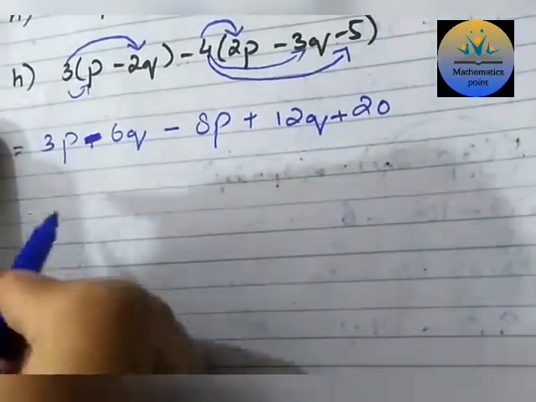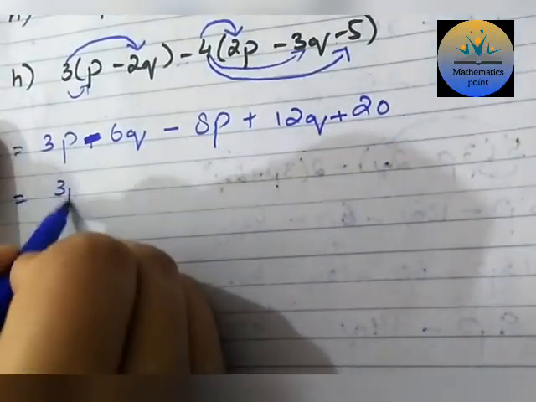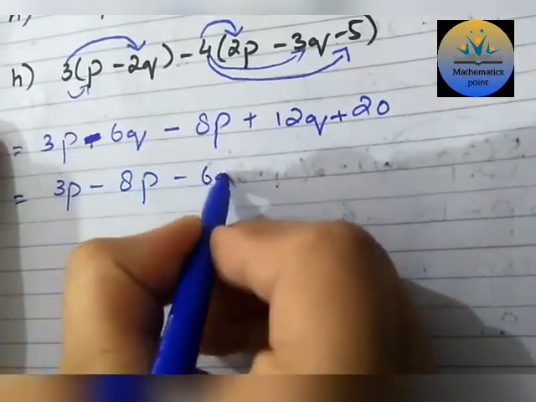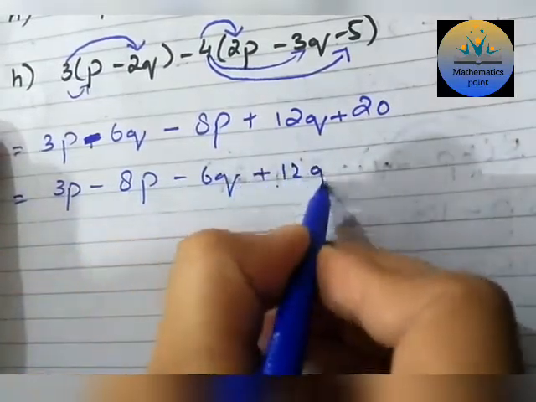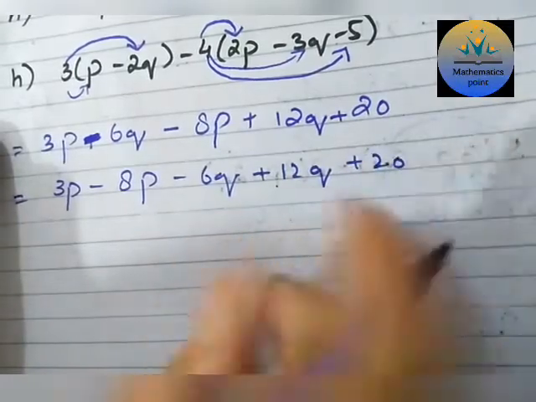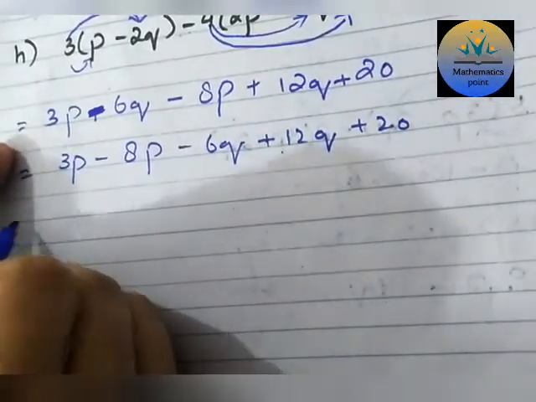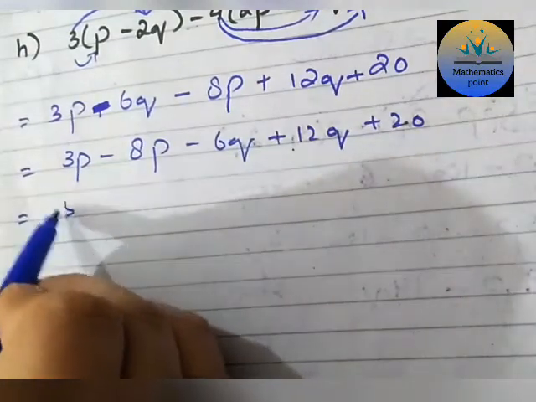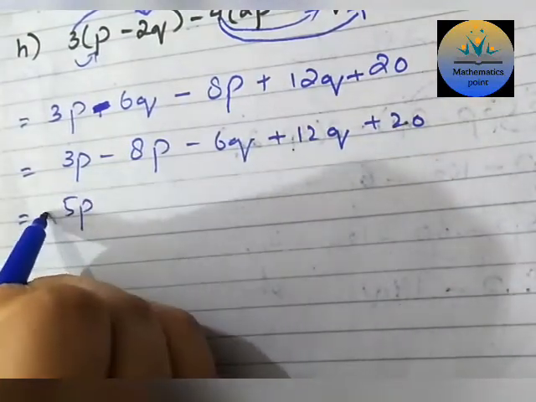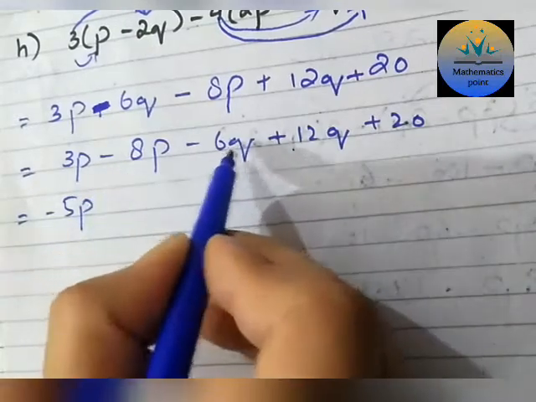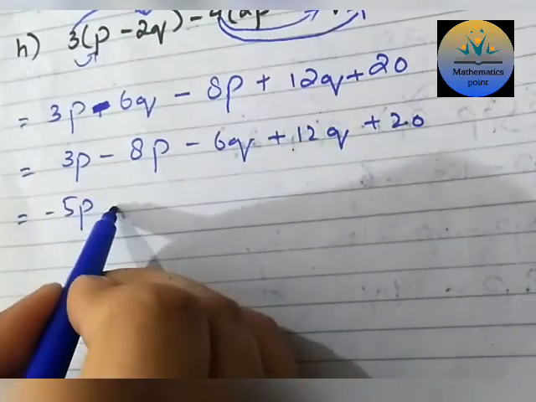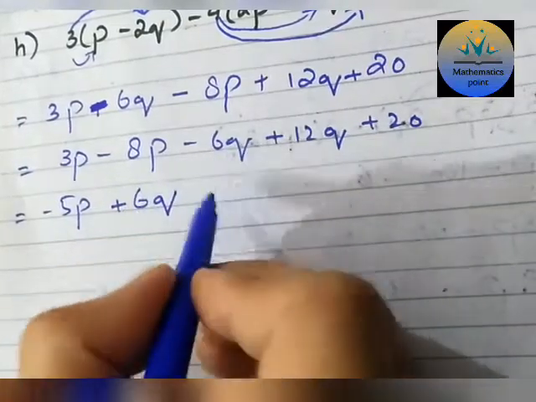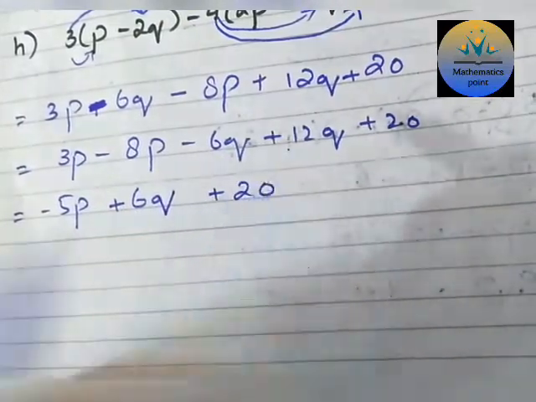Now solve the terms with the same variable, 3p minus 8p, minus 6q plus 12q, and constant 20. I just write down the terms of the same variable together. Now 8 minus 3, because opposite signs are here, so 5p. We subtract the terms and take the sign of the greater term. Then plus 12 and minus 6, plus 6q, greater term sign is plus and terms will be subtracted, and last is plus 20.